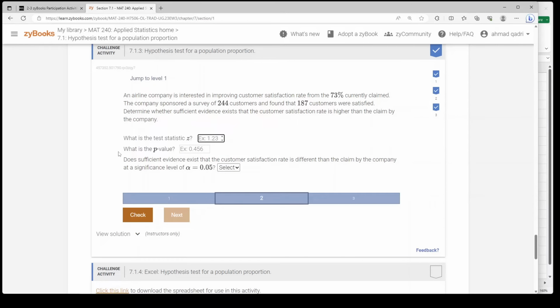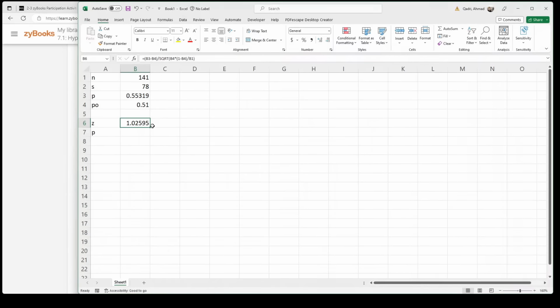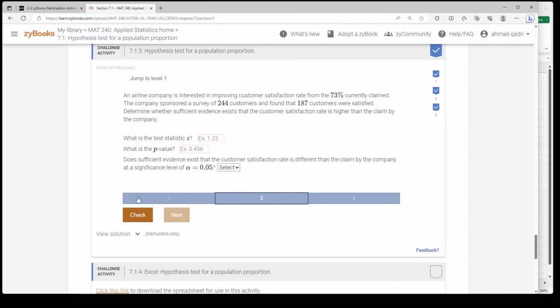First, we need to find the test statistic z. We can use the same template here, and let's just update the numbers. The sample size this time is 244. This is 187. And the proportion under the null hypothesis is 0.73. So our test statistic is 1.28.